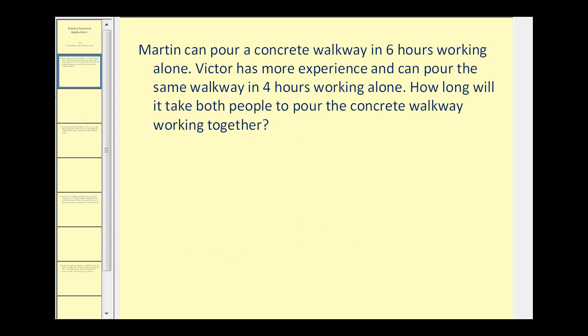Martin can pour a concrete walkway in 6 hours working alone. Victor has more experience and can pour the same walkway in 4 hours working alone. How long will it take both people to pour the concrete walkway working together? So let's jot down some information here.